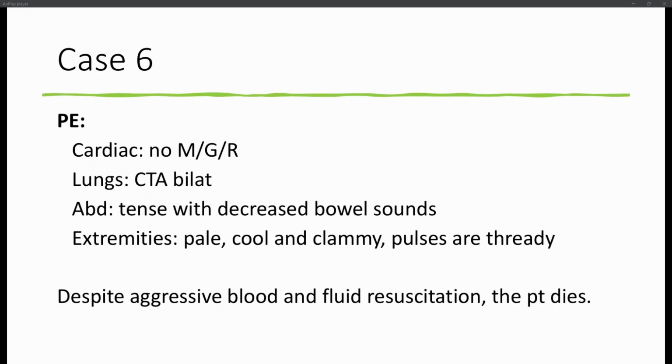Cardiac, no murmurs, gallops, or rubs. Lungs, clear to auscultation bilaterally. Abdomen is tense with decreased bowel sounds. I'll explain more about that in a second. It's just part of the scenario. It doesn't really matter. Extremities, pale, cool, and clammy. Pulses are very thready. That means you can feel the pulse, but there's no impulse behind it. Why is there no bounding impulse behind the pulses that you're feeling?